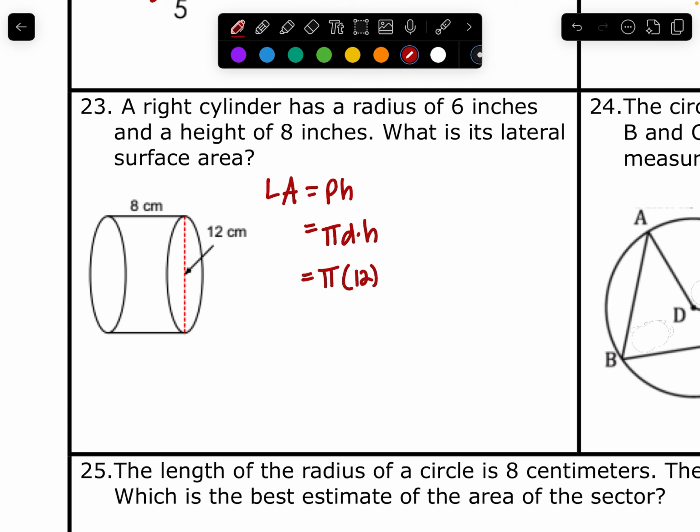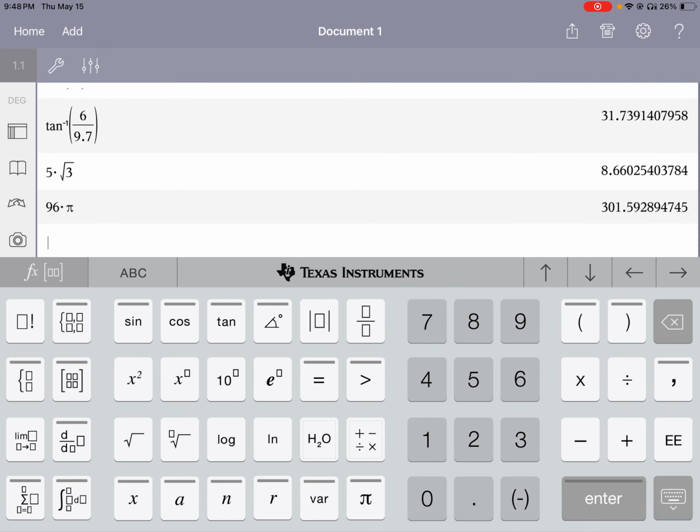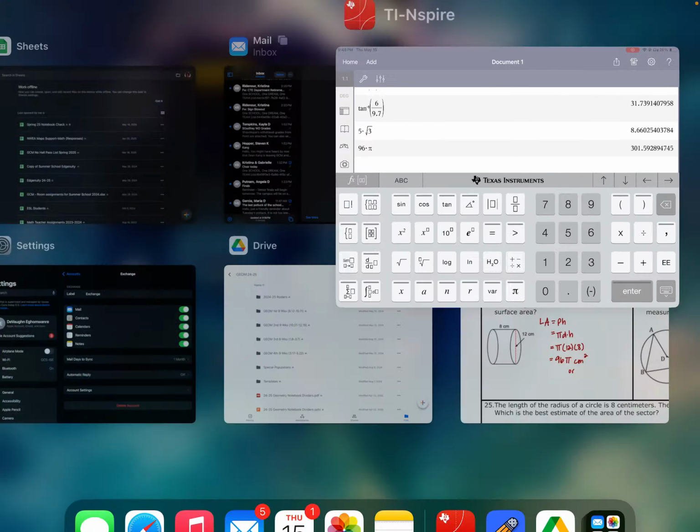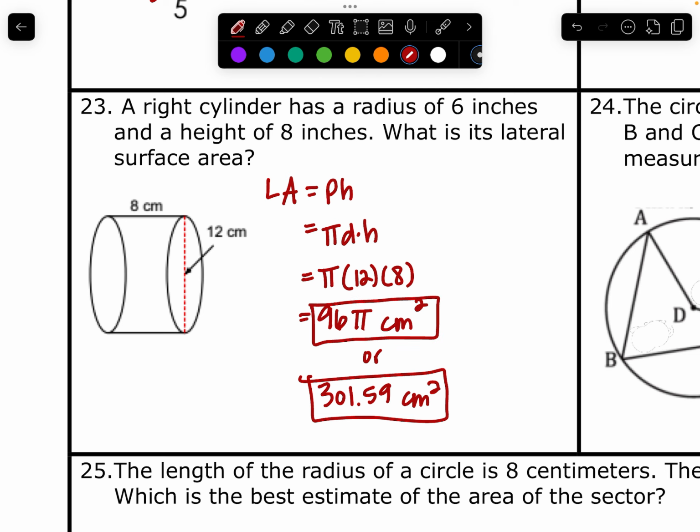Diameter is 12, height of the cylinder is 8. I know the cylinder is laying down. That does not change what the height is. Just because you lay down, your height does not change. I don't know how many times I got to say that, but y'all got to remember. So 96 pi is the lateral surface area. We could just leave it like that, so that's 96 pi square centimeters, or we can change it to decimal form, 301.59 square centimeters. Either of those would work.